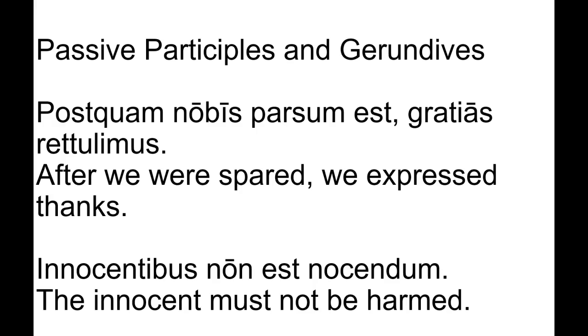Parsum is the perfect indicative passive of parco. We have the um ending, because only the neuter singular ending exists for these verbs. Finally, innocentibus non est nocendum. Here we have a passive periphrastic using a gerundive, and you'll notice that the ending of nocendum is neuter singular. We can translate that as: the innocent must not be harmed. And despite the fact that we might have 1,000 innocent people, the ending of our gerundive in this passive periphrastic must be the neuter singular um.